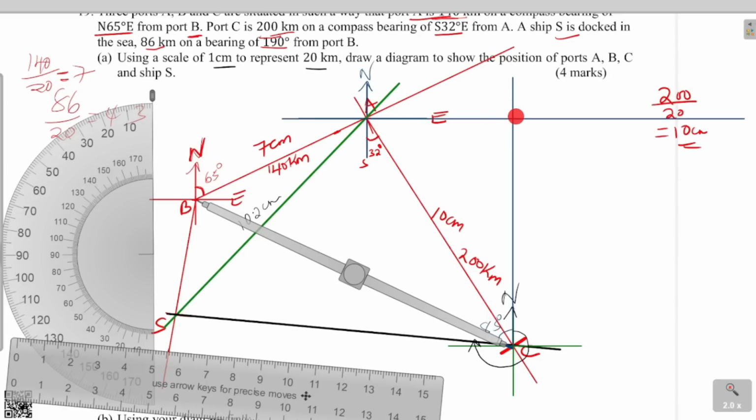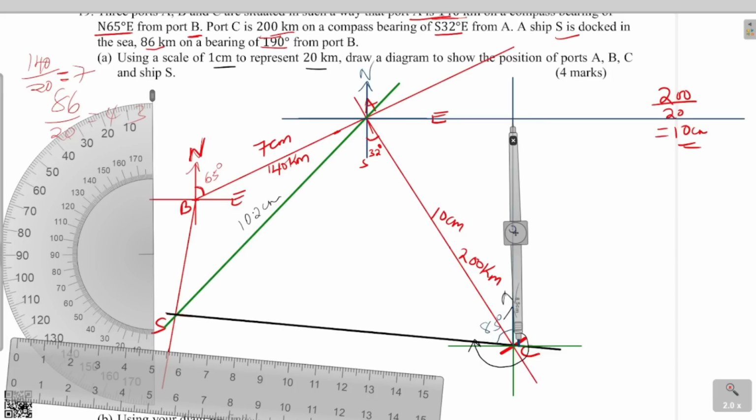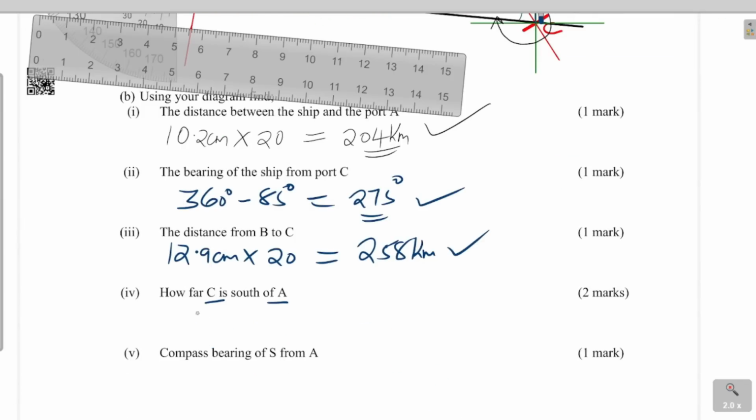So A is here. Actually, the question is about the perpendicular distance between A and C. So this is the level where A is, and this is the level where C is. Measure this distance. This is what is going to give you the answer. That is giving 8.5 centimeters. We multiply by 20 because of the scale given here. So 8.5 times 20 will give 170 kilometers.